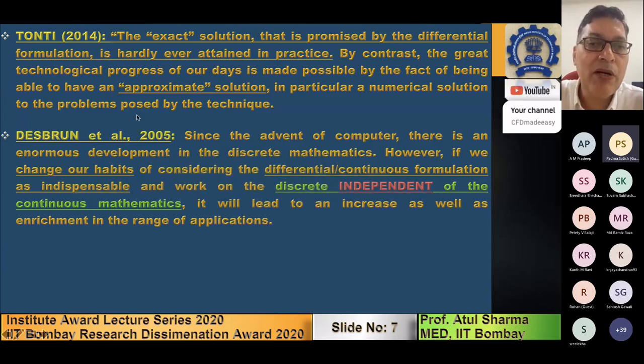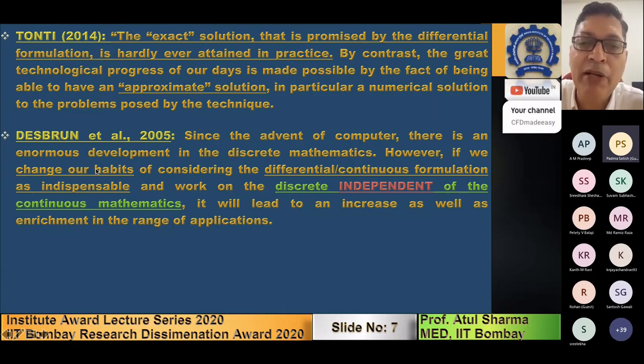I found another paper by Desmond et al. in 2005, where he has mentioned that since the advent of the computer, there has been an enormous development in discrete mathematics. However, if we ever change our habits of considering the differential continuous formulation as indispensable and work on discrete independent of continuous mathematics, it will lead to an increase as well as enrichment in the range of application. I would like to particularly highlight that he has pointed out to change our habits.